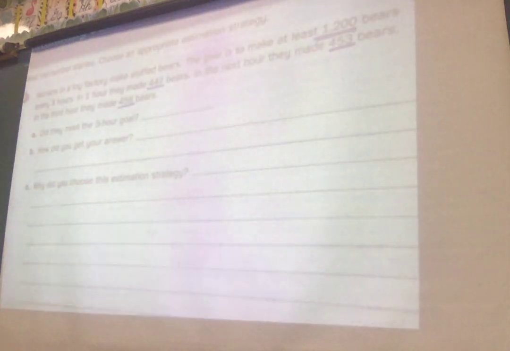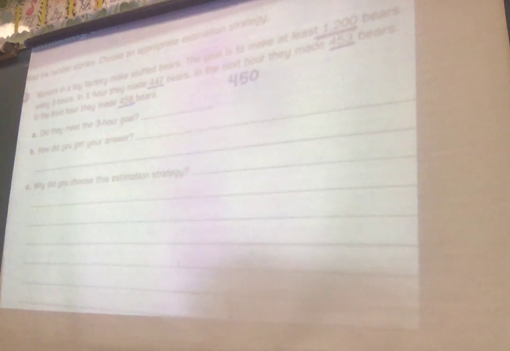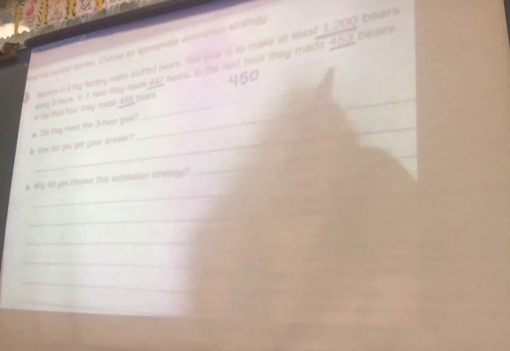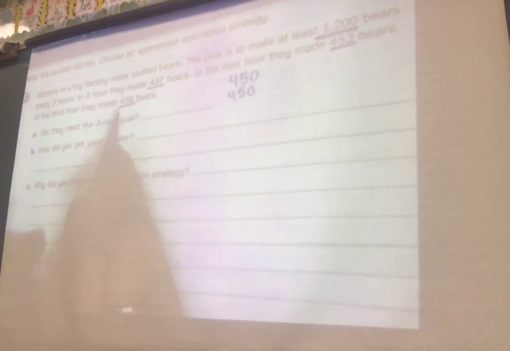Let's look at our first number. We have in the first hour 447. What number is close to 447 that is easy to work with? Tristan? 450. Fabulous. 450. Great job. All right. Our next number is 453. What number is close to that but easier to work with, Aaliyah? 450.